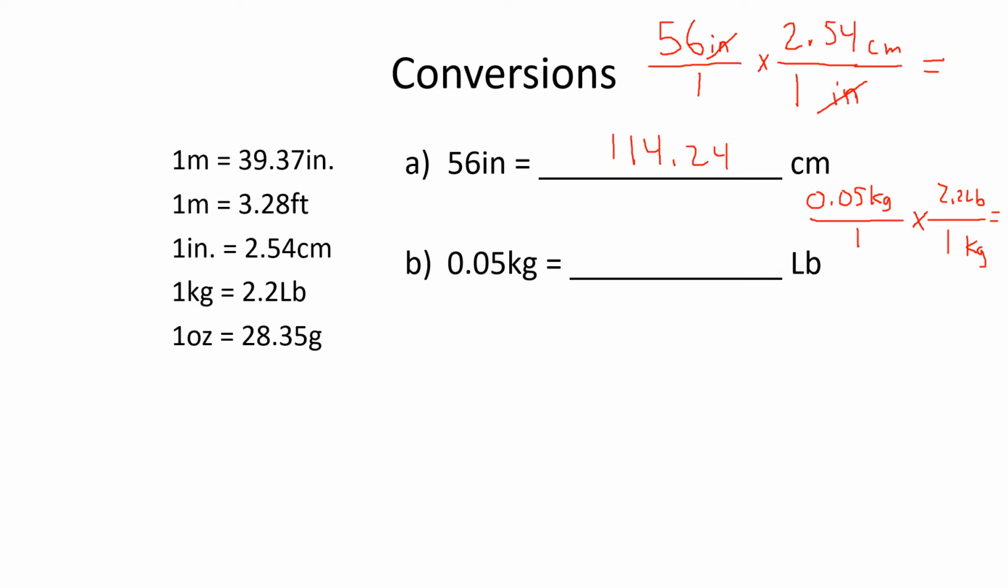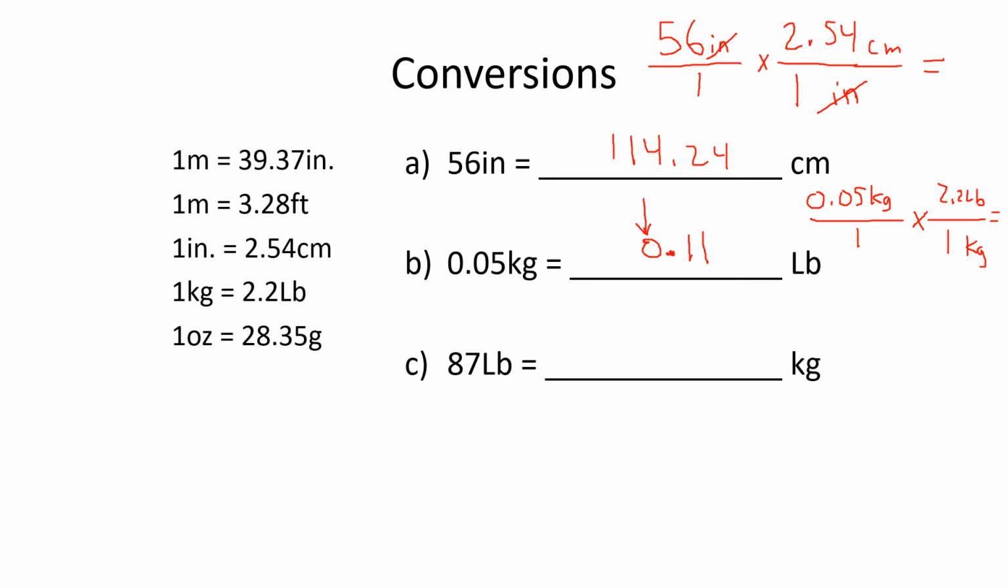So 0.05 kilos is how many pounds? How much? 0.11. So don't forget your 0 in front of the decimal. All right, so for this guy, you multiply it by 2.2.